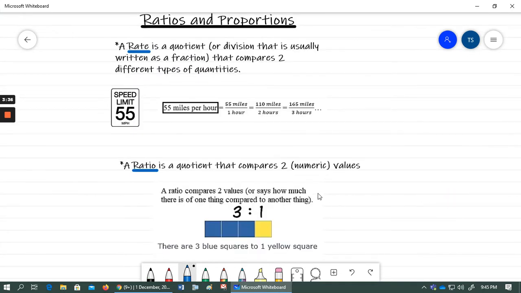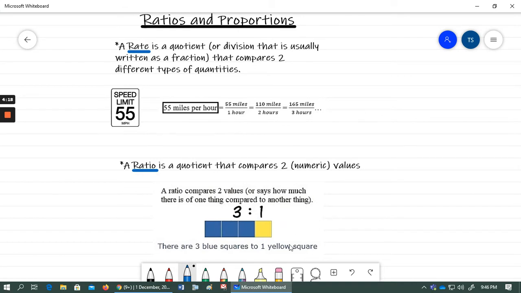Okay, so a ratio is a quotient that compares two numeric values. And it's different from a rate, because let's say that we had 3 blue squares and 1 yellow square. If we were going to write the ratio, and we'll talk more about ratios, a ratio compares two values, in other words, two numeric values. And it pretty much says how much there is of one thing compared to another thing.